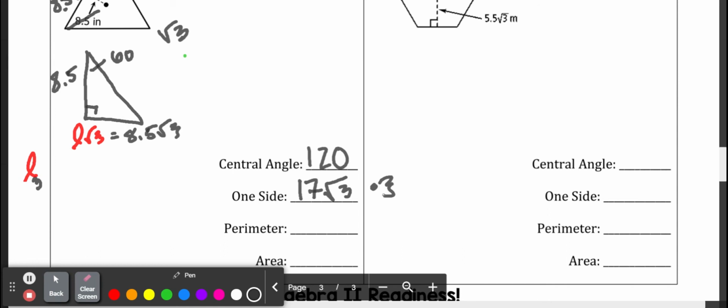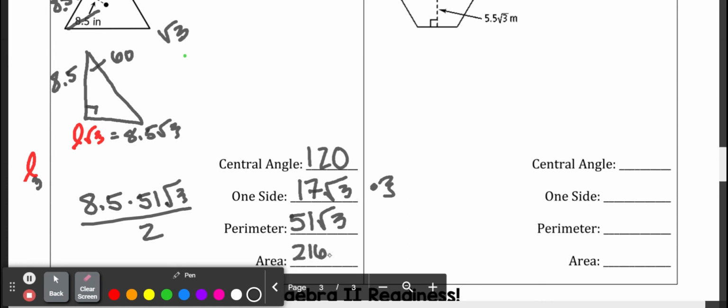3's don't come out good on this. 17 times 3 is 51 rad 3. And then we just do 51 rad 3 times the apothem, which was 8.5. Maybe it's my 3's that are not good. Okay, and I got 216.75 rad 3. Now, typically, we probably don't usually leave it like that. But in this case, we're going to leave it like that.